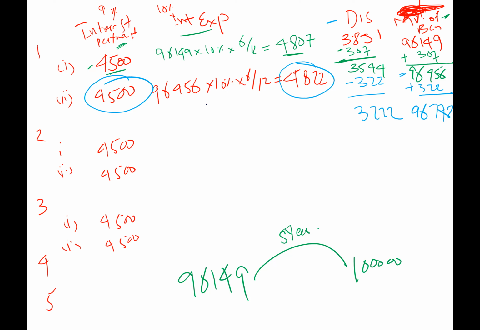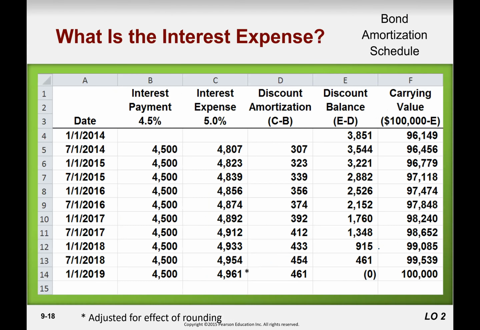So this is how we create until our last step, and our last step is going to be a plug figure, because the book value cannot be greater than 100,000. So let's see a very nice amortization here. So you see interest payment 9% semi-annually, which is 9 multiplied by 6 by 12. 5% means 10 multiplied by 6 by 12.